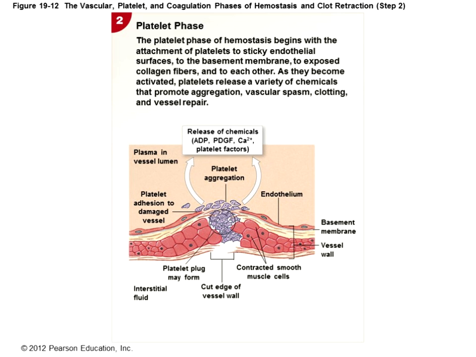So here's a pretty picture of the platelet phase. Remember, in our platelet phase, it begins with the attachment of the platelets to those sticky epithelial surfaces. And as they become activated, when they stick to the surfaces of those epithelial cells, they're releasing these different clotting factors: ADP, platelet growth formation factor, calcium, serotonin, all of this stuff is going to be released. That's going to promote more vascular spasms, which are going to cause more platelets to come to the area, cause more chemicals that will cause more platelets to come to the area, clotting, and then the vessel repair.